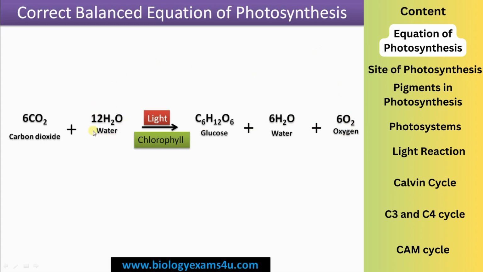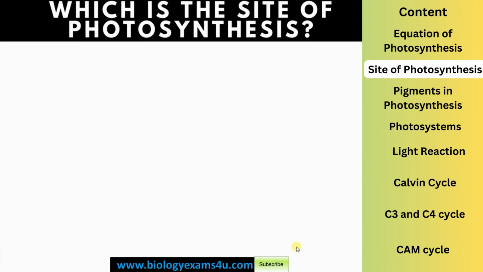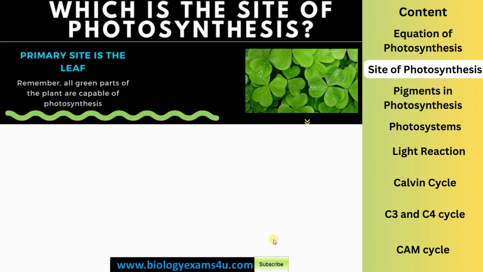Now we know the process. The process is called photolysis of water. Hopefully we'll be discussing that in our later videos. Which is a primary site of photosynthesis? It is undoubtedly the leaf. Leaf is the primary site of photosynthesis.